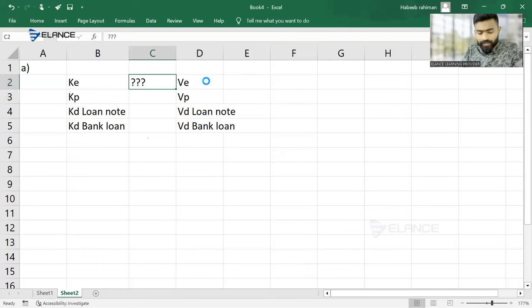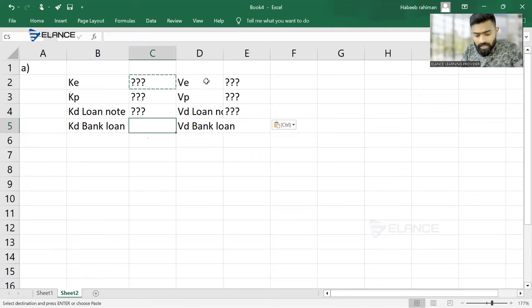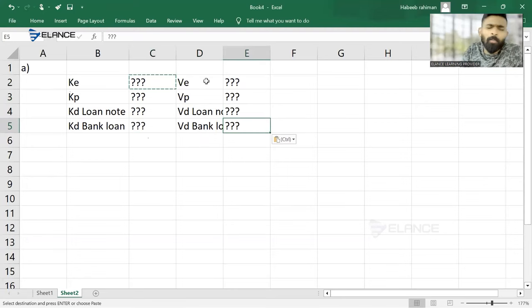We'll be finding out all these figures. First, we'll calculate KE and VE. Then we'll calculate KP and VP. Then we'll go to KD and VD. After getting all these components, we'll be able to find out VAC. So this should be our plot.